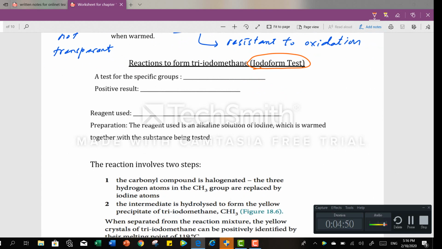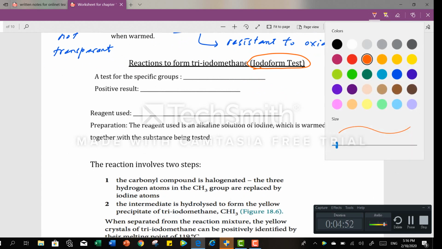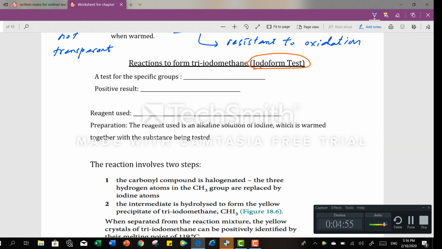Now I want to talk about the last part of the test, the iodoform test. Iodoform test is not specifically used for testing aldehyde or ketone. Instead, it's testing for a specific group of atoms. So if your compound contains this group, or this group, if your compound contains any one of them, this iodoform test will give you a positive result, okay? And its positive result is the yellow precipitate.